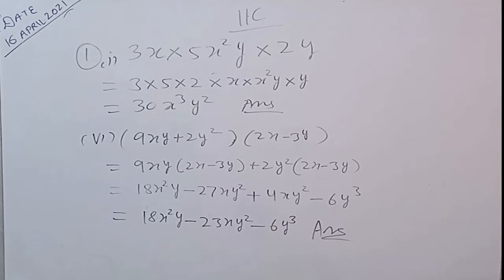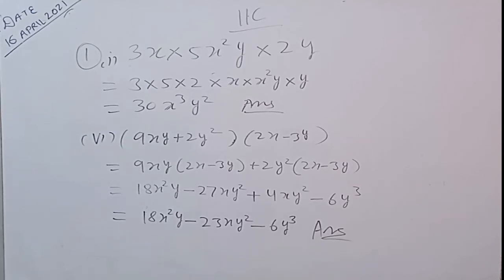and y. Multiply together the constant part, we will get 5 2s are 10, 3 10s are 30, and the variable: we have here the variable x and x square, that means x cube, and y and y, so y square. So the answer is 30x cube y square.